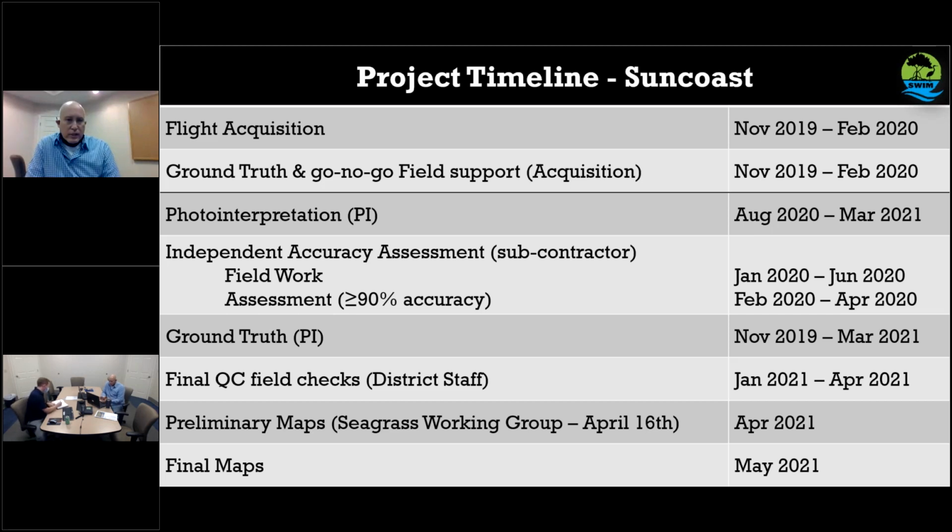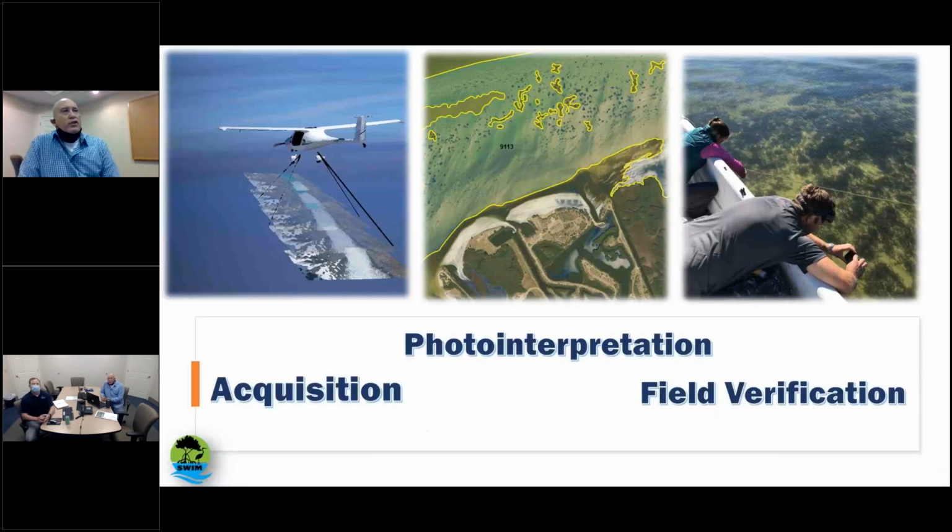You'll see on this timeline the independent accuracy assessment, and we'll talk a little bit about that in a minute, but just so everyone is aware, we are still conducting that assessment, and we're not completed with that final accuracy assessment. Until that happens, we do not finalize the map. That's why we're going to show you the preliminary results with the final results coming in the next month or so.